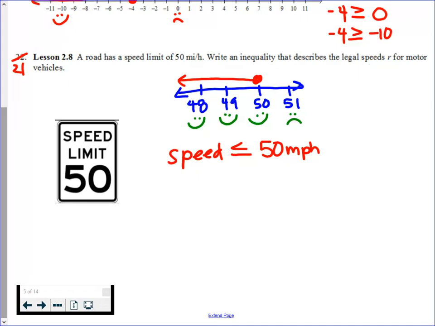It does say use R for speed. So if you really wanted to be super accurate, R is less than or equal to 50. Actually, myself, I probably would have picked S for speed, but it doesn't really matter. We need these ideas in today's lesson, so that's why I wanted to start with that. If you need to pause to switch for your notes for today, this would be a good time to do that.